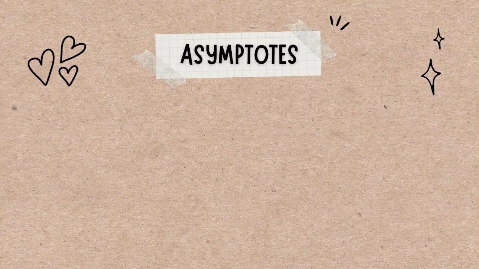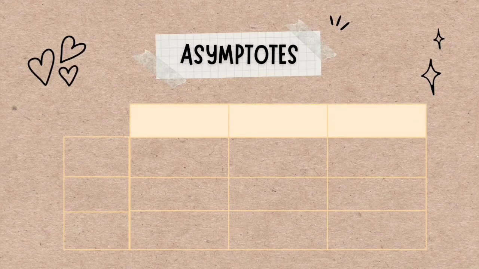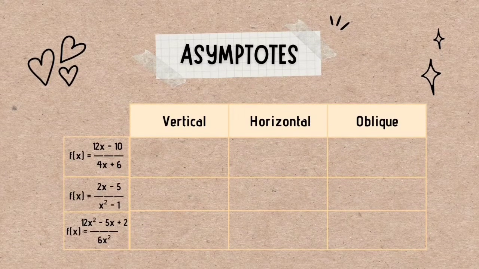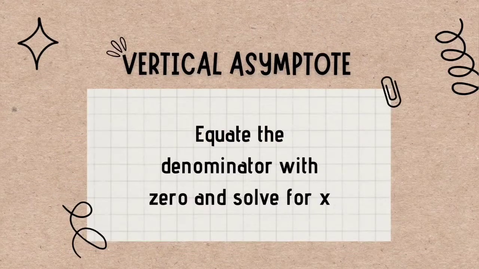So first, let's talk about asymptote. Asymptote has three types. Those are vertical, horizontal, and oblique. I prepared three examples for you to more understand our lesson. So first, let's talk about vertical asymptote. Equate the denominator with 0 and solve for x.